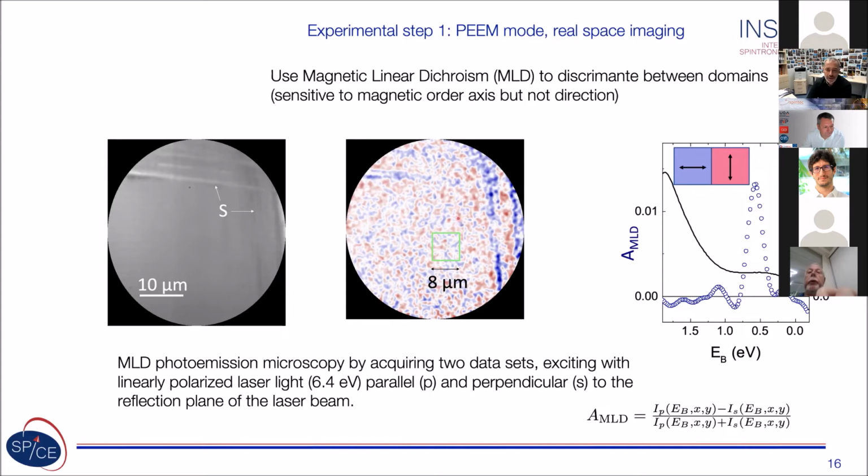So here you're seeing domains of the Néel vector orientation. And I mean orientation, meaning that you don't know if the Néel vector is pointing to the right or the left. You just know that it's lying on a particular axis. The blue in this case indicates horizontal, and the red perpendicular in this plane that we have.